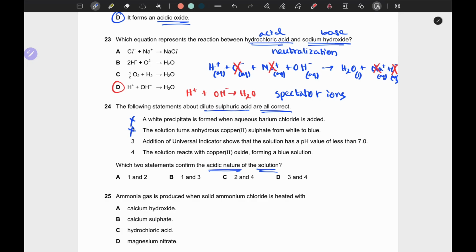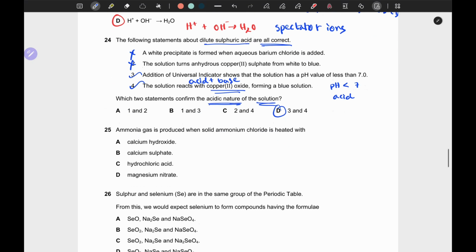At number 3, addition of universal indicator shows that the solution has a pH value of less than 7. All acids have a pH of less than 7. So 3 shows an acidic property. And then number 4, the solution reacts with copper(II) oxide, forming a blue solution. Copper(II) oxide is a base. So this is showing that it's reacting as an acid, because bases react with acids. So in that case, 4 is also showing an acidic property. So for 24, the answer should be D.